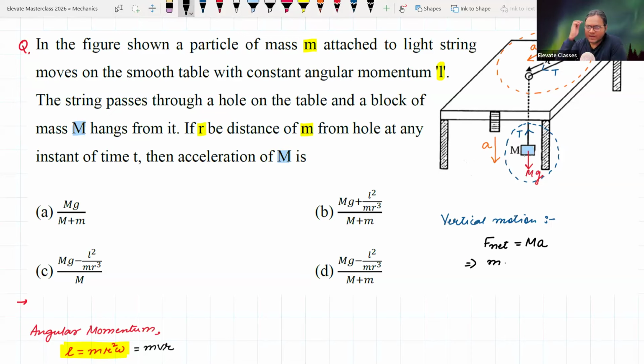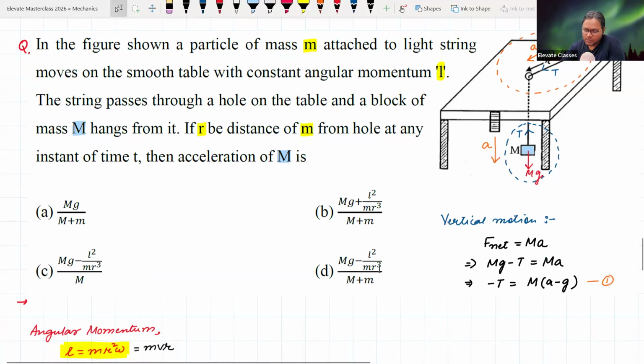देखिए क्वेश्चन बहुत सिंपल है. I'm just trying to break down the question into simple concepts. I'm just looking at the vertical motion of the lower mass and the circular motion of the upper mass. That's it. And in the vertical motion of the lower mass, the net force is capital Mg minus tension T, which is equal to capital Ma, जिसको मैं लिख देता हूं minus T is equal to capital M A minus G, ठीक है, ये मेरा इक्वेशन हो गया.